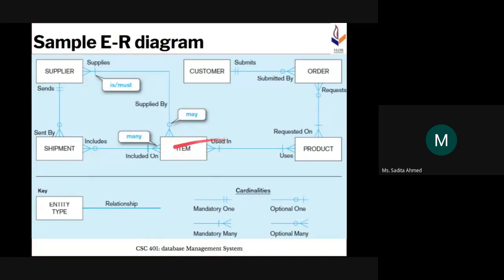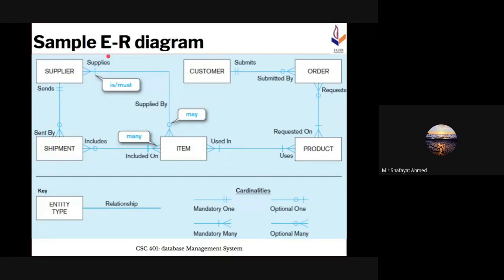But an item, a single item, could be supplied by many suppliers, but it is supplied by at least one supplier. There cannot be any item in my database that no supplier has supplied. If there is a handlebar there, it must have been supplied by at least one supplier. It could have been supplied by many.